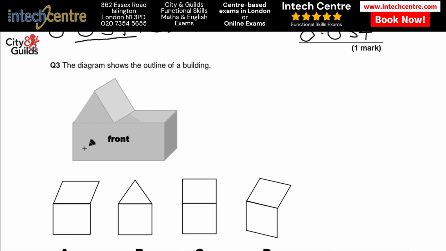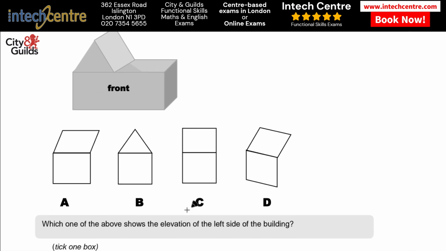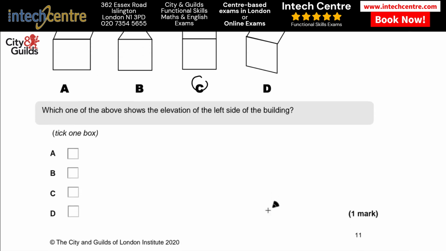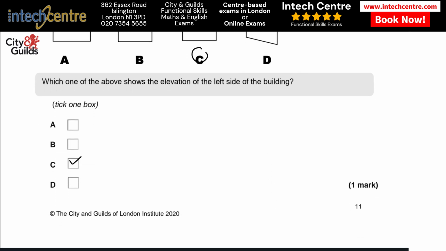So essentially, we have a square on this side, and we're also going to be seeing a square at the top here. So the elevation from the left-hand side is going to be equivalent to number C. It's not going to be slanted in any way because just standing from here, we see exactly what C would be. So the correct answer here is C.